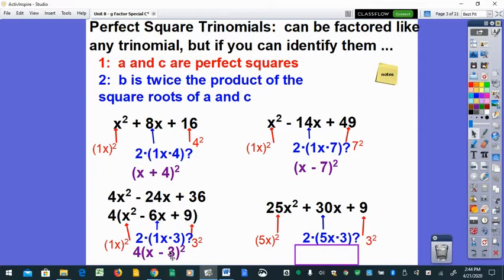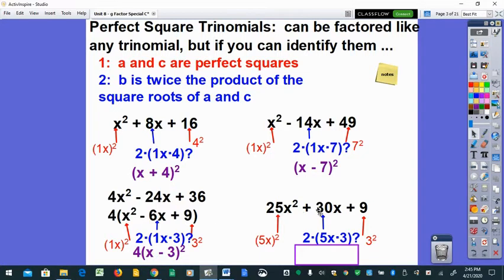Now remember that all of these can be checked by foiling back. So you could come up here and take x plus 4 times x plus 4 and do the FOIL multiplication, first, outer, inner, last, and you should get back to this. You can always check your factoring. Now if you've pulled out a GCF, you would FOIL first and pretend the 4 is not there, and then distribute the 4 back in to make sure you get back to your original answer.